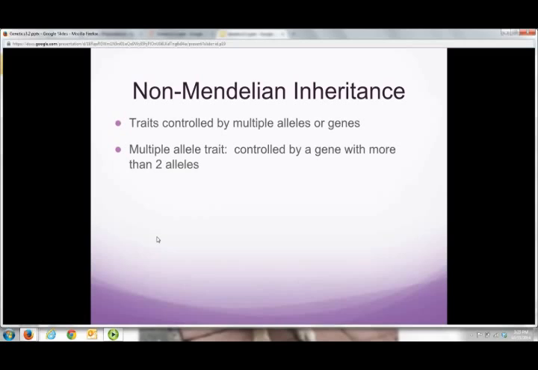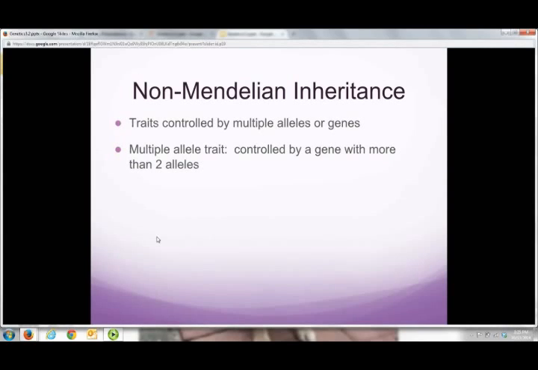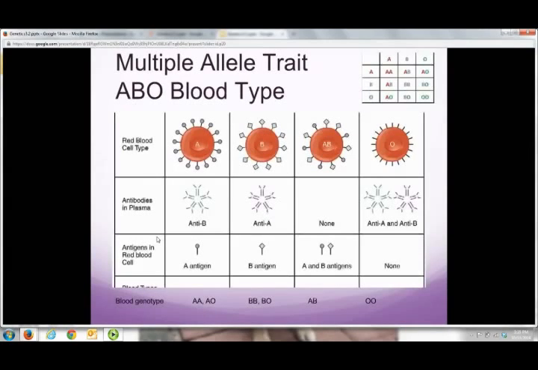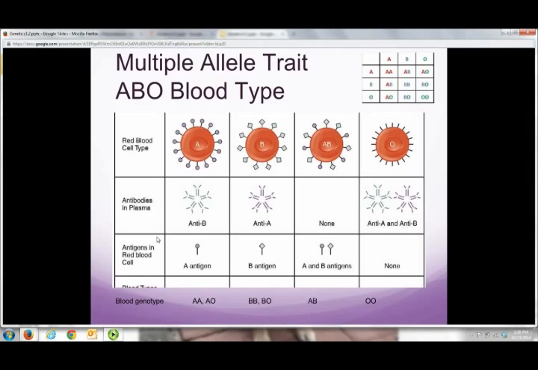With non-Mendelian inheritance, the traits are controlled by multiple alleles or genes. You can have a multiple allele trait that is controlled by a gene with more than two alleles. This provides a tremendously greater amount of genetic variation in individuals. One example of a multiple allele type trait is the ABO blood typing. These are the types of markers that are expressed on the red blood cells. With our red blood cells, we have type A, type B, type AB, and type O.